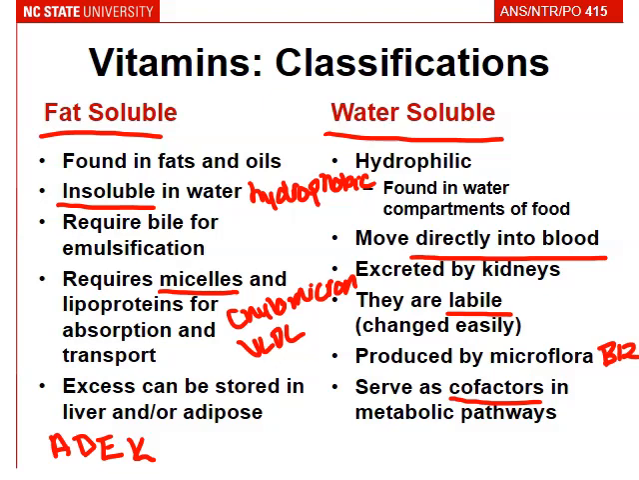In contrast, our fat-soluble vitamins, as we discussed with vitamin E, it's in the cell membrane, it's an antioxidant, it's not a cofactor. Vitamin A and vitamin D are involved in gene transcription, and vitamin K does act as a cofactor, but the rest of our water-soluble vitamins are primarily acting as cofactors.